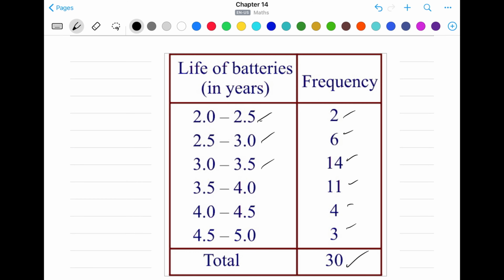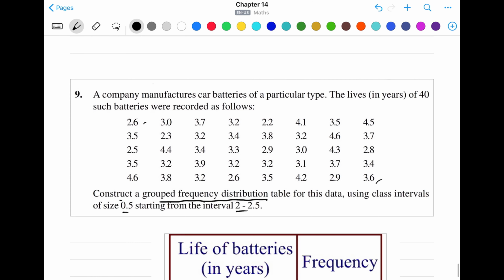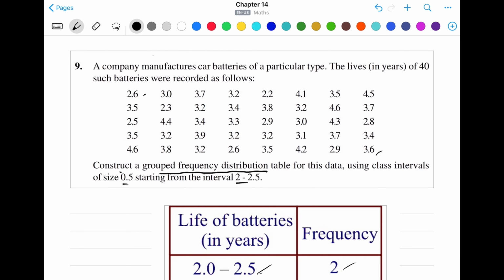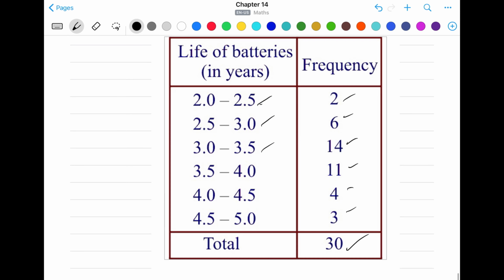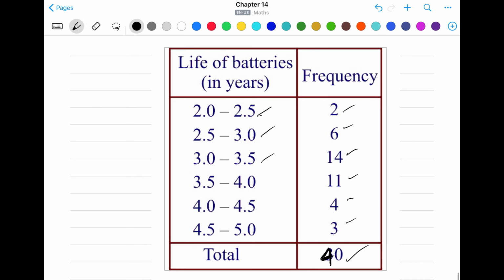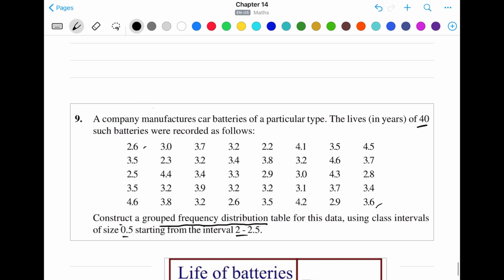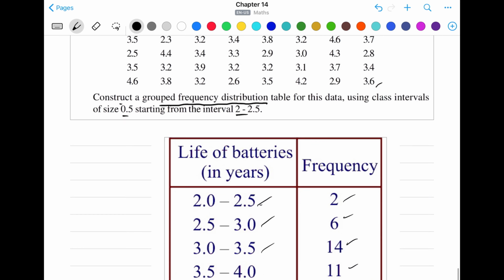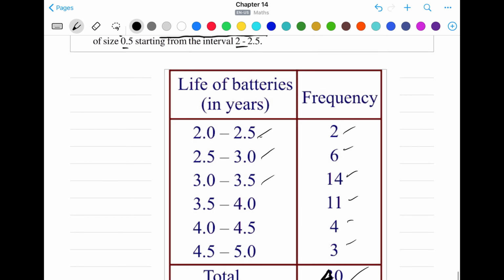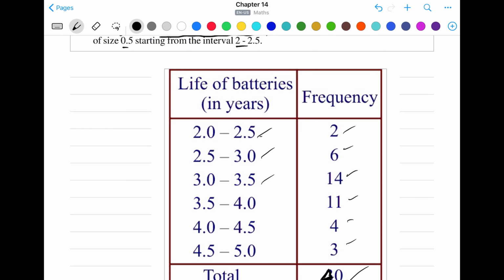Okay, after adding all these numbers you should get 40, which is the size of our data. I have written it incorrectly, so make it 40 here. When you add all this you should get 40, as the size of our data is 40 already. So that's the answer for the question number 9, and with this we have completed all the questions of exercise 14.2.